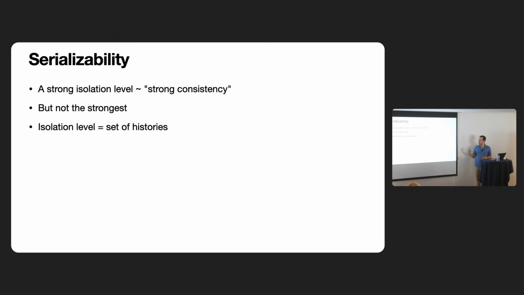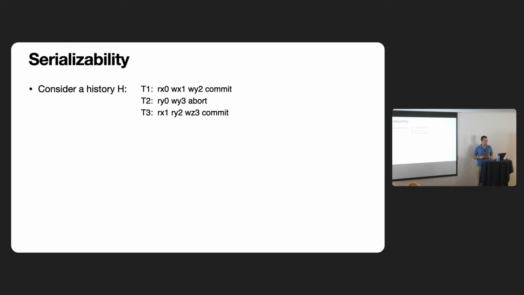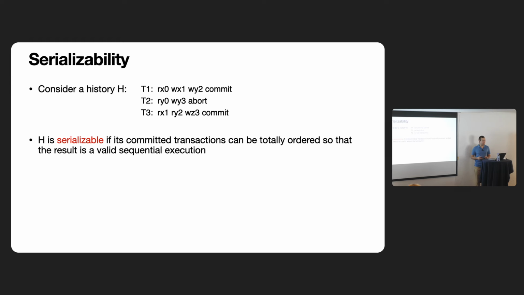Now, remember, an isolation level is a set of all histories that the database is allowed to produce. So here's the definition of serializability. Let's say we have a history H, like the one that I used as an example before. Then H is serializable if its committed transactions can be totally ordered so that the result is a valid sequential execution of these operations. Okay, so let's parse this a bit.